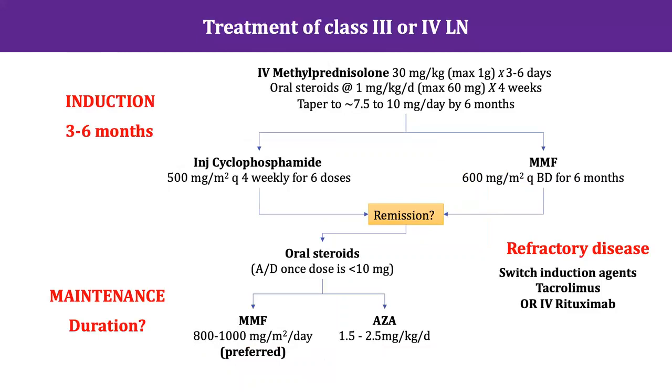As discussed by Dr. Priyanka, the management of class 3 and 4 is divided into two phases: the induction phase and the maintenance phase. The induction therapy aims to control the disease activity by inducing remission of disease flare, and the maintenance therapy aims to avoid relapses and control disease by limiting inflammation and damage. For the induction phase, we start with IV methylprednisolone at a dose of 30 mg per kg, maximum dose of 1 gram for 3 to 6 days, followed by oral steroids. And either we can give IV cyclophosphamide or MMF, which have already been described. Once the child goes into remission, we taper the oral steroids, and for maintenance MMF is preferred.